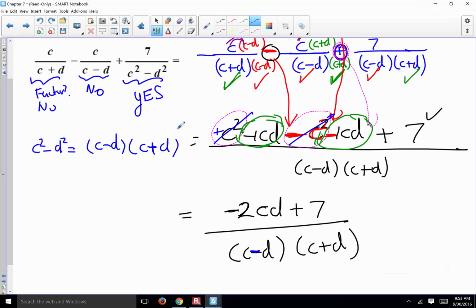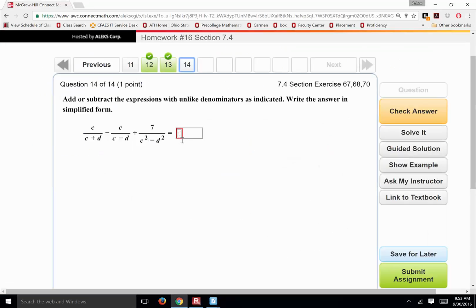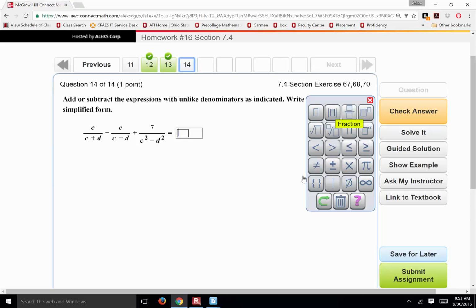Fraction: minus 2cd plus 7 over c minus d times c plus d. Agree?